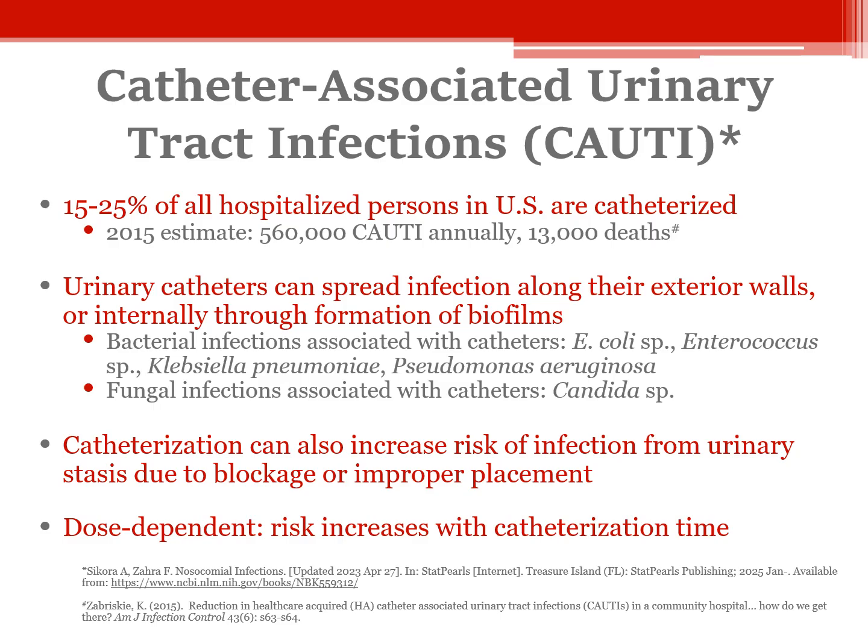The next major category of healthcare-associated infections we're going to talk about is catheter-associated urinary tract infections, or CAUTI. Current estimates are that about 15 to 25% of all hospitalized persons in the U.S. end up getting a urinary catheter. An estimate from 2015 by Zabriskie was that about 560,000 people in the U.S. annually suffer from CAUTI, and about 13,000 people die of it.